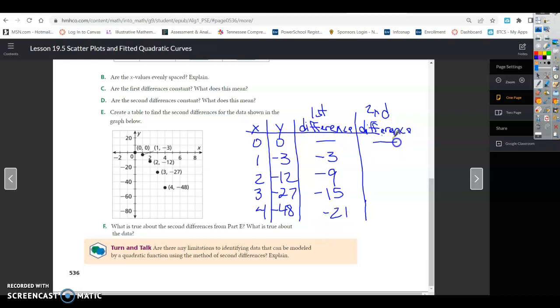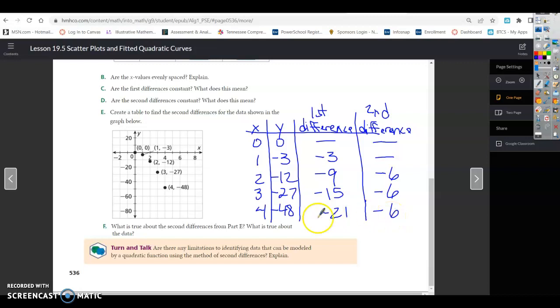We're going to move on to the second difference. We're not going to have one in the first row, because we don't have two numbers there. So we're going to do -9 minus -3, and -9 plus 3 is -6. -15 minus -9, so -15 plus 9 is -6. And -21 minus -15, or -21 plus 15, is -6. Again, you can see these are all constant.